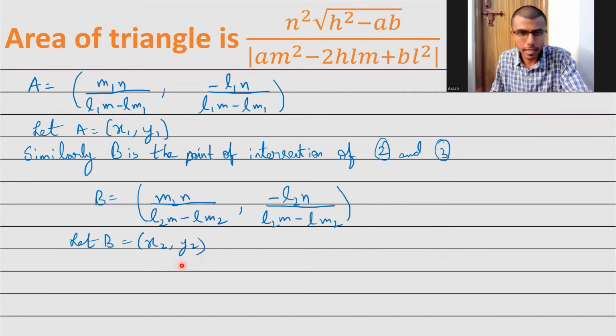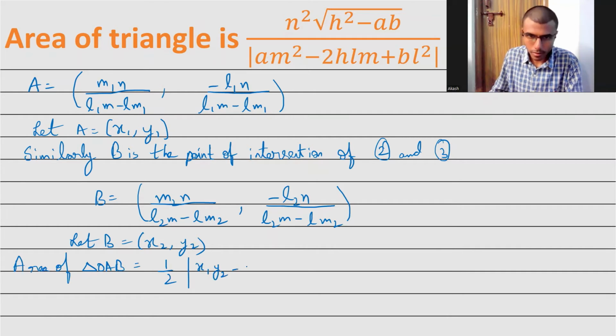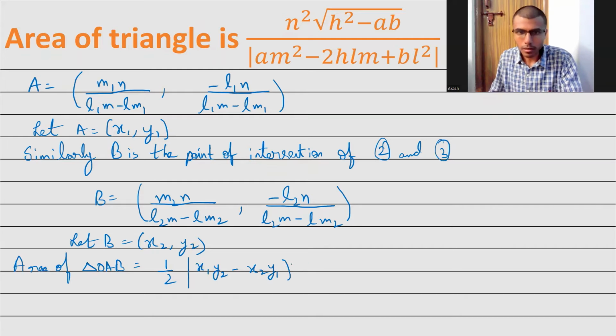Now area of triangle OAB is nothing but half into modulus of x1 y2 minus x2 y1. This is my modulus. Fine. Now my x1 is this, y1 is this, x2 is this, and y2 is this. Now I need to substitute all and then start simplifying. I know it's going to be a bit tedious process again from here, but please stay with me. Once you get the hang of it, it's easy. But until you get the hang of it, it takes time.